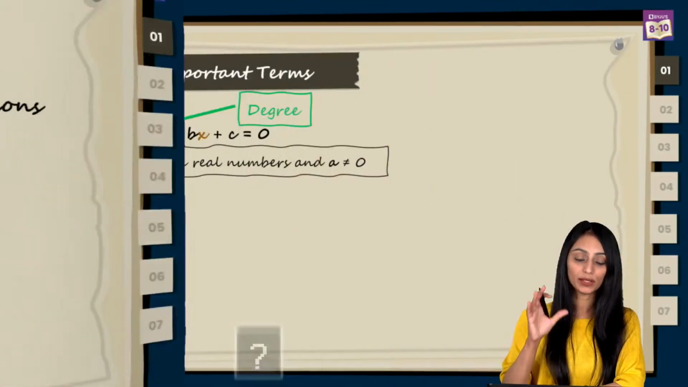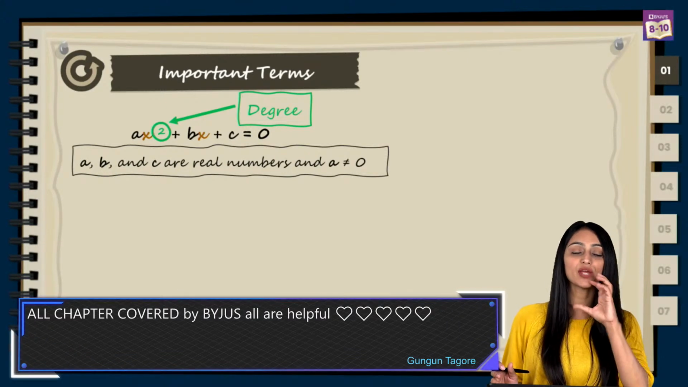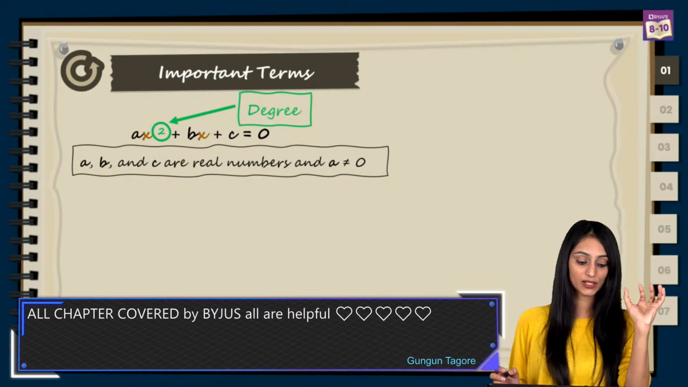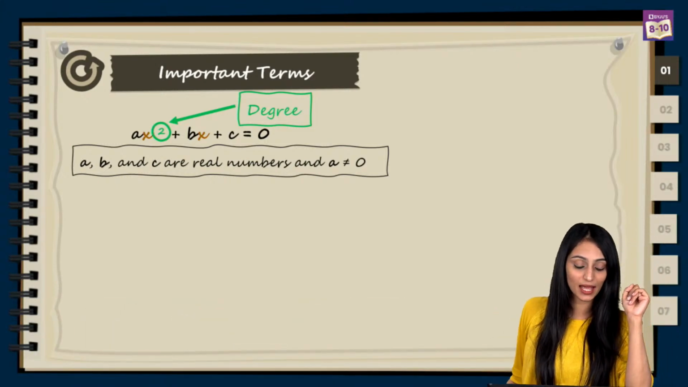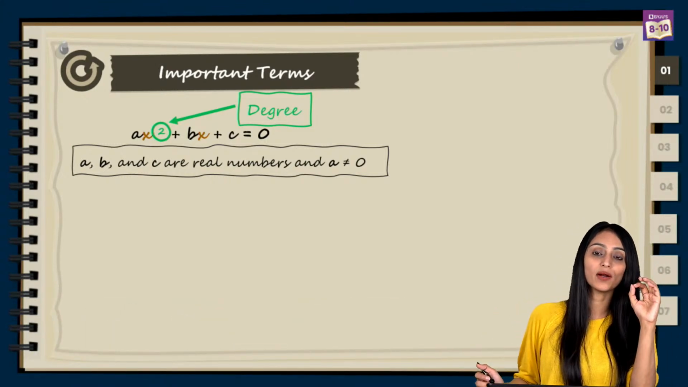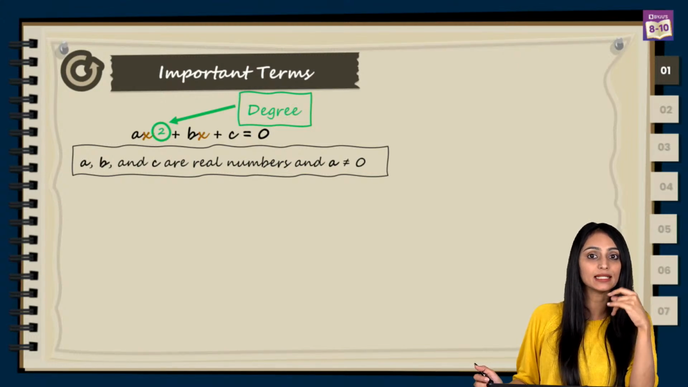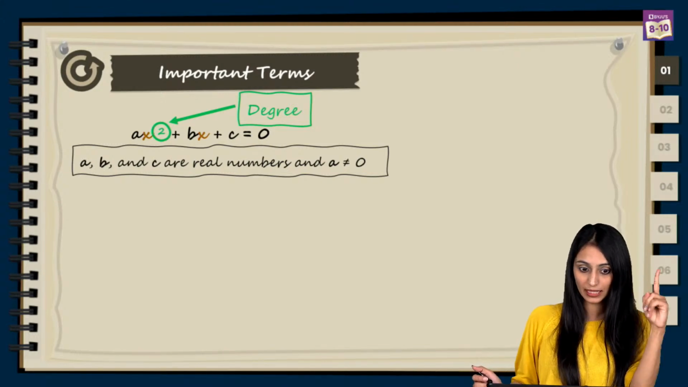So there are few important terms that we have. We know what a general standard form of a quadratic equation is, that's ax square plus bx plus c equal to 0, that you can see right in front of the screen. And here 2 is what? That's the highest power, that is representing the degree. See, we are doing a quick revision of all this.